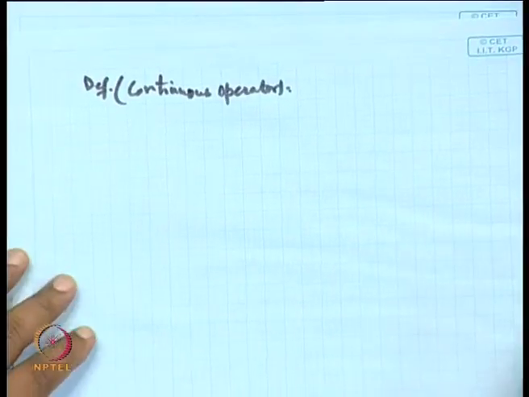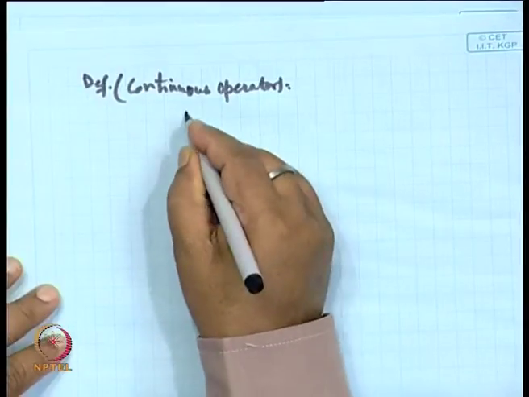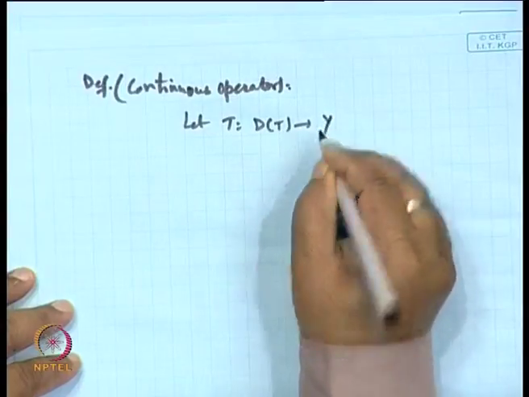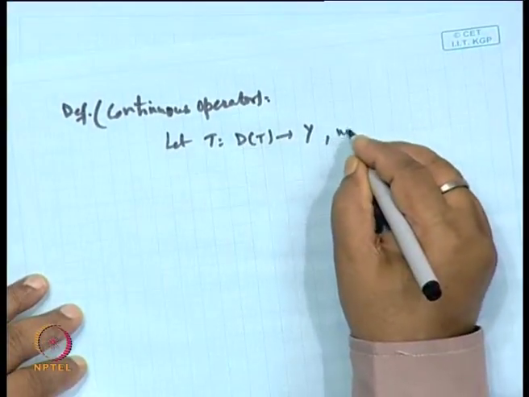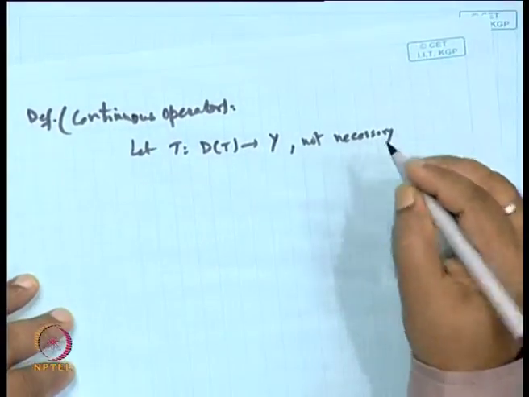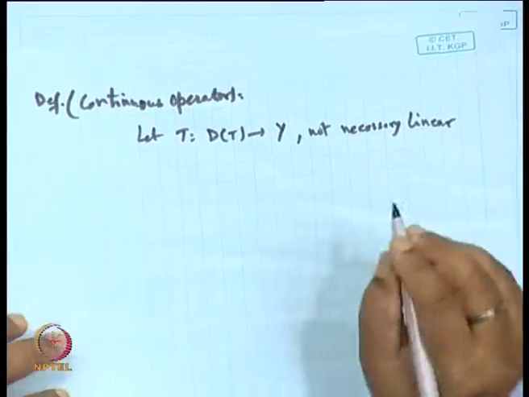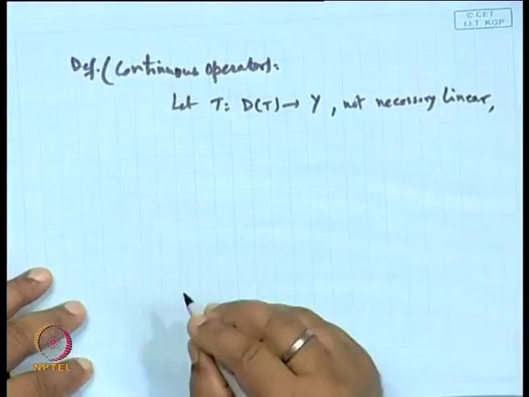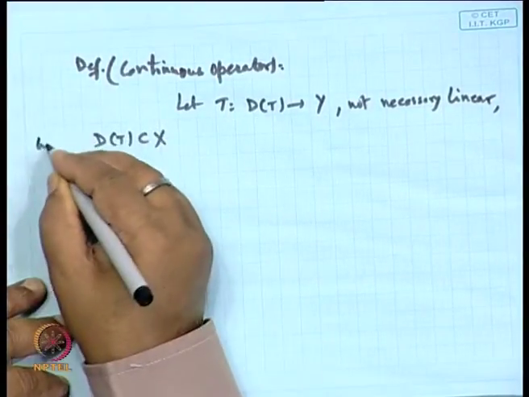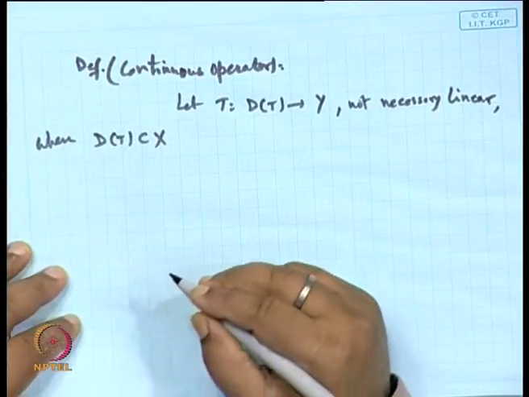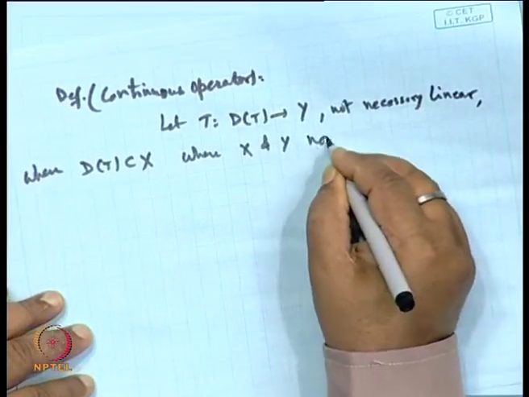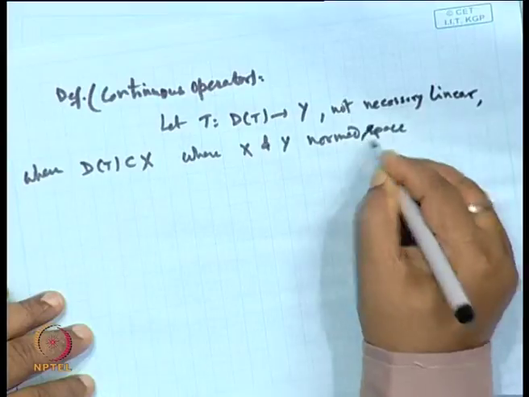So, let us suppose T is an operator from D_T to Y, not necessarily linear, any arbitrary operator, that is all, where D_T is contained in X, X is a vector space and Y is also a vector space, where X and Y we choose to be normed spaces.